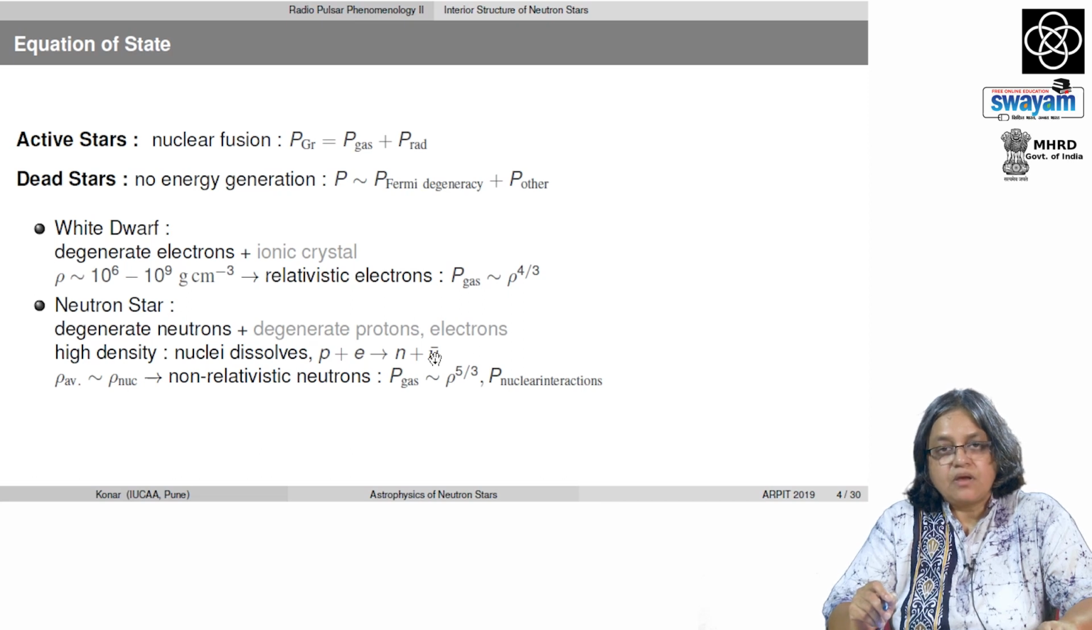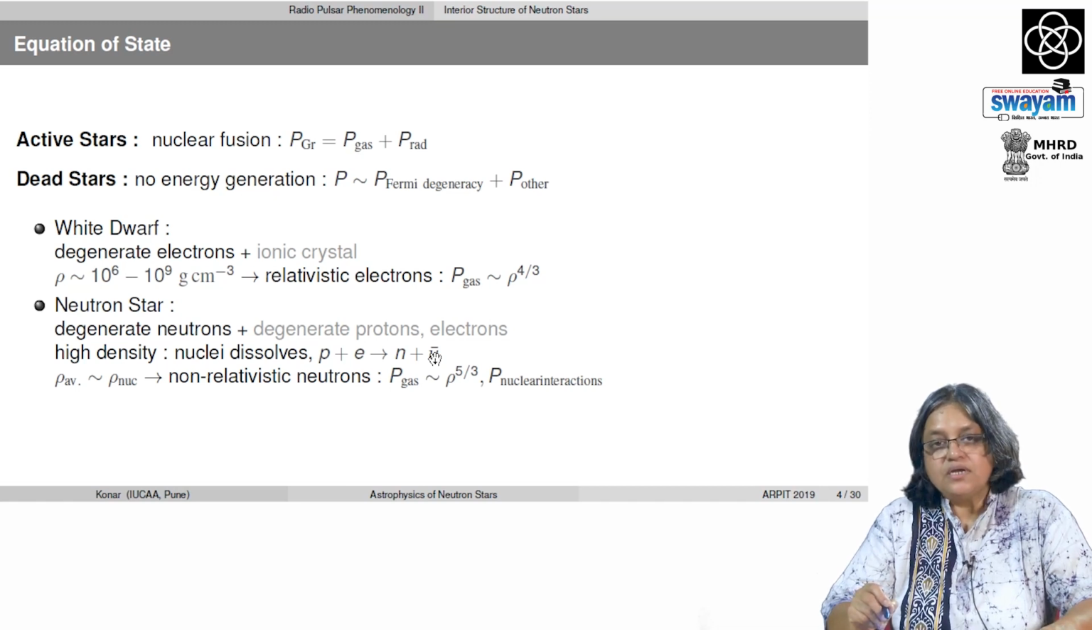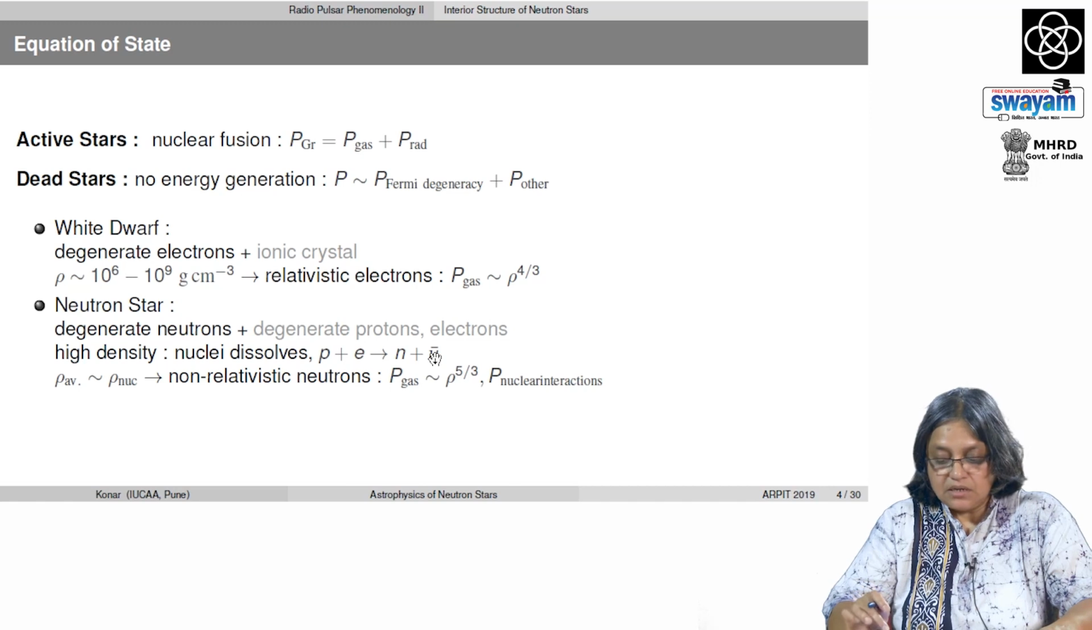The pressure at these densities is basically provided by non-relativistic neutrons, non-relativistic in contrast to the relativistic electrons. In neutron stars there are relativistic electrons also, but the pressure component that is coming from such relativistic electrons is negligible. The pressure is coming from the degenerate neutron gas, but there is also a significant amount of pressure that is coming from the nuclear interaction of neutrons and a small amount of protons.